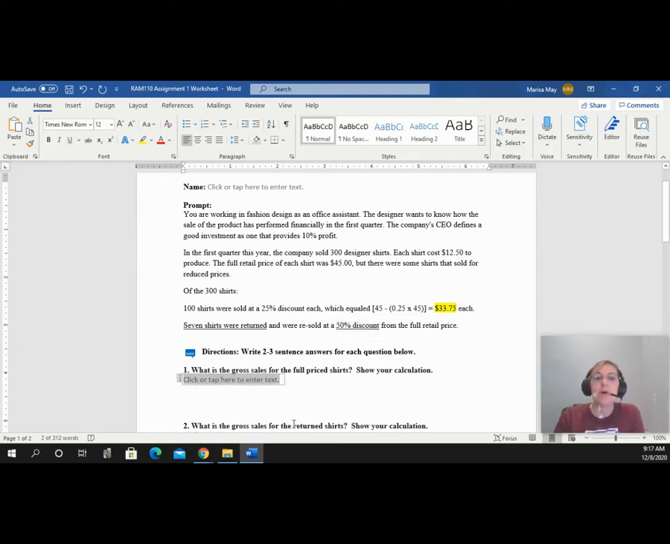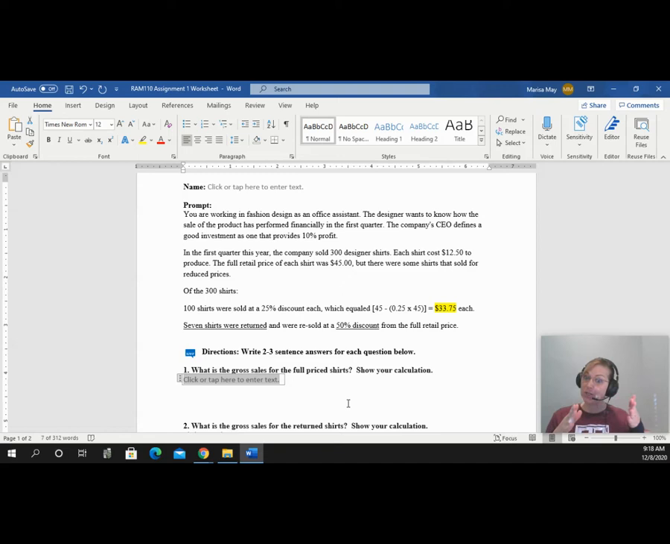Okay, so question one says, what was the gross sale for the full priced shirts? For the full price shirts, you're going to take the number of shirts and multiply by the full price. Now, here's the hint. If 100 shirts sold at a 25% discount, then how many shirts sold for full price? Well, remember, there were 300 shirts total. So you're right, you've got 200 shirts selling at retail price. So you're going to take your 200 shirts and multiply by the full retail price.